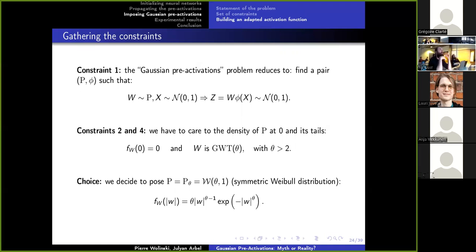And that's true, there are some impossible initialization distributions. For instance, the very commonly used Gaussian initialization distribution cannot be used in that case.